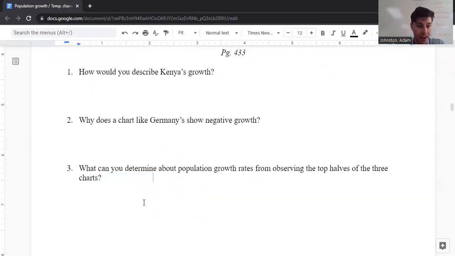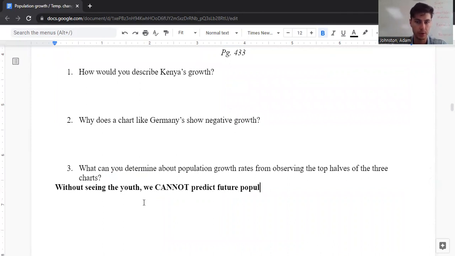So something you may want to write down for number 3 would be, I'm going to put this in bold so you see it: without seeing the youth, we cannot predict future population growth. We cannot predict the future of the population without seeing the youngest generations. That is key. The younger populations are necessary to make future predictions about population growth.